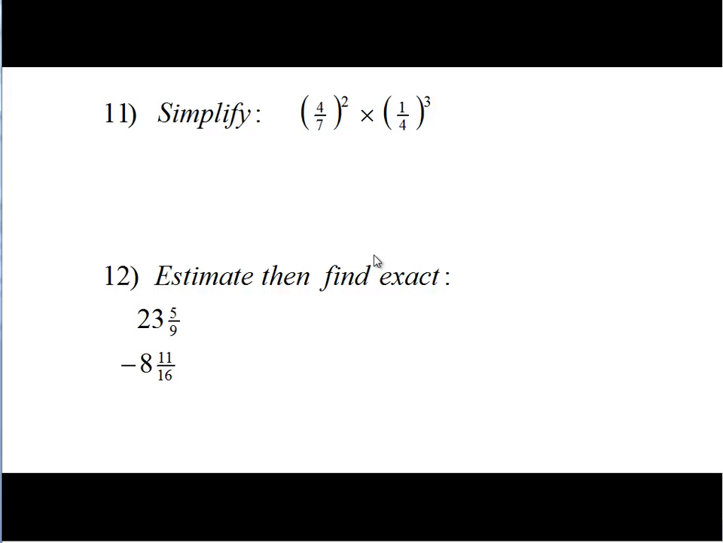Okay, number 11. 4 squared, 7 squared. Okay, you write those 2 times. So I have 2 4's, 2 7's. 1 to the third, 4 to the third.